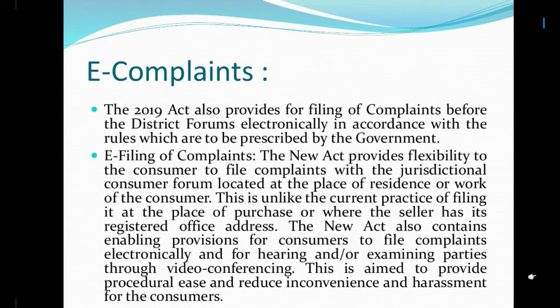Complaints. The 2019 Act also provides for filing of complaints before the district forums electronically, in accordance with the rules to be prescribed by the government. In filing complaints, the new Act gives the consumer flexibility to file within the jurisdictional consumer forum located at the place of residence or work of the consumer. This is unlike the current practice of filing at the place of purchase, where the seller has his registered office address. The new Act also contains enabling provisions for consumers to file complaints electronically and for hearing or examining parties through video conferencing. This is aimed at providing procedural ease and reducing inconvenience and harassment for consumers.